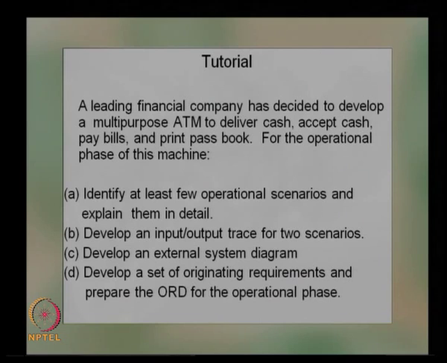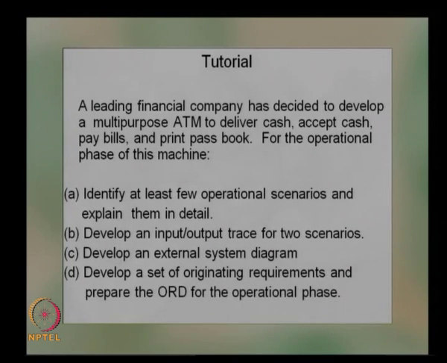I would like to give you another tutorial. Basically you can take this as a tutorial for this course and try to attempt this problem and identify what is listed here. Basically I am looking at a product, an ATM machine. A leading financial company has decided to develop a multi-purpose ATM to deliver cash, accept cash, pay bills, and print passbook. For the operational phase of this machine, which is all you need to address in this tutorial, identify at least a few operational scenarios and explain them in detail.